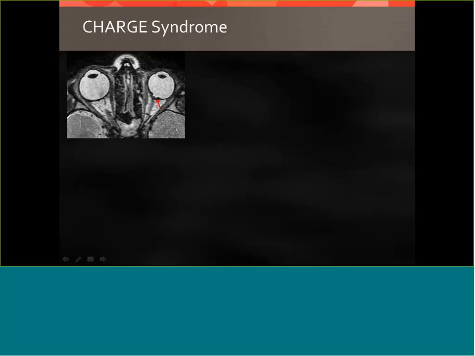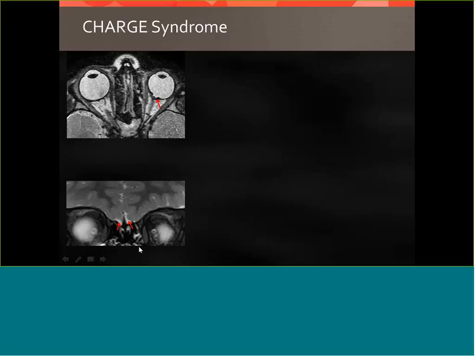Here's a patient with CHARGE syndrome. To remind you, that stands for coloboma, heart defect, atresia, that's choanal atresia, retardation, genitourinary abnormalities, and ear abnormalities. And this is a classic coloboma. We see microphthalmia, the left globe is smaller than the right, and there's this outpouching here posteriorly.